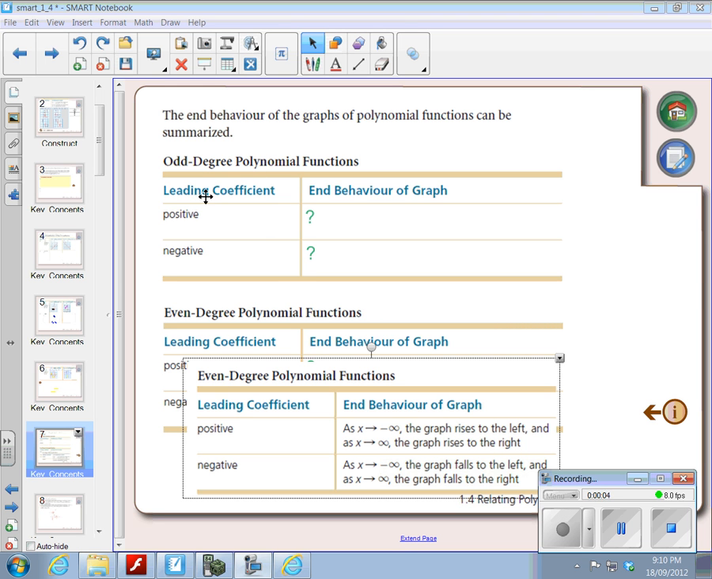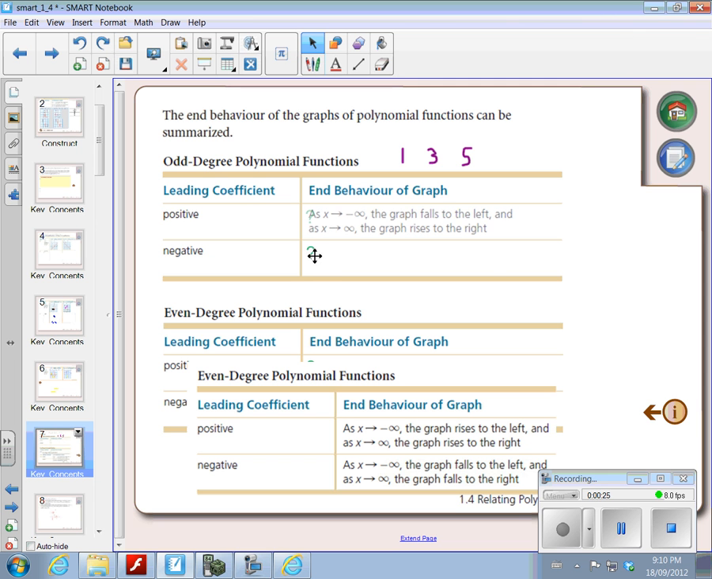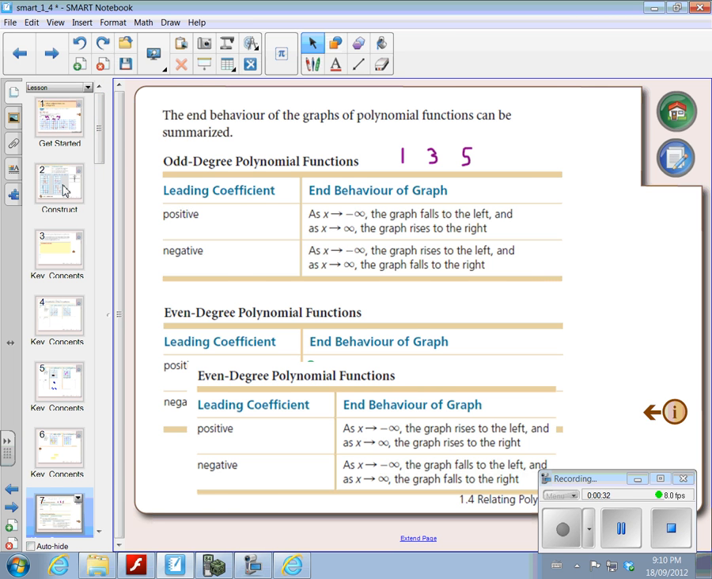Some characteristics about these graphs again. Let's look at the odd degree polynomial functions. Odd degree, so the polynomials with an exponent of 1, an exponent of 3, an exponent of 5. In this course, we'll go up as high as 5. The behavior of the graph. So I'll reveal these two characteristics, and let's talk about those with respect to some graphs we've dealt with earlier.